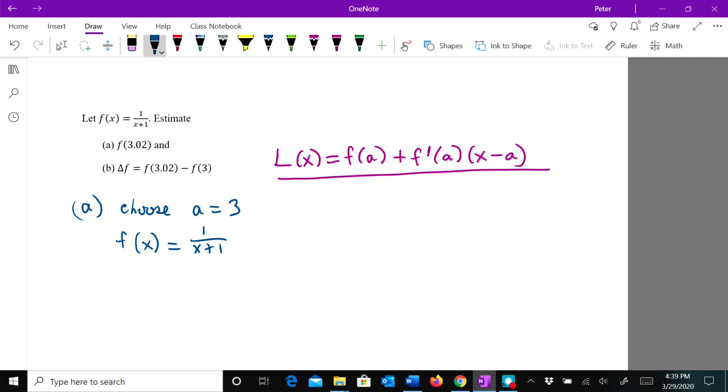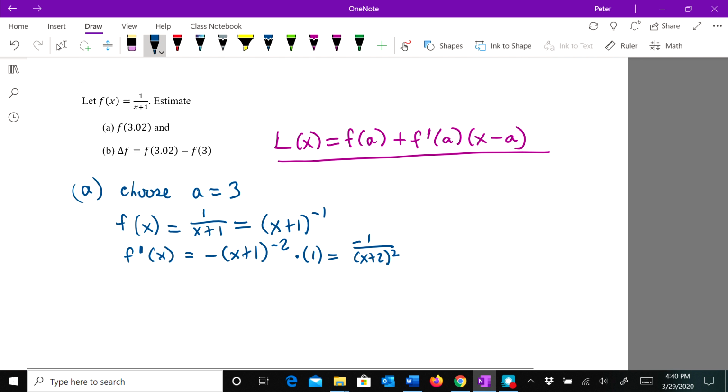I could calculate it through the quotient rule, but it's going to be a lot easier if instead I use the chain rule. So let's just rewrite it in this form, because then I can say f prime of x is equal to negative x plus 1 to the negative 2 times the derivative of the inside, which is 1. So that gives us negative 1 over x plus 1 squared. Make that a little cleaner.